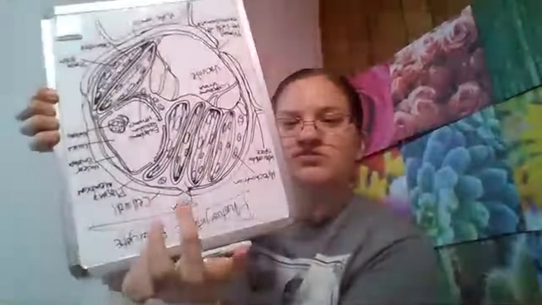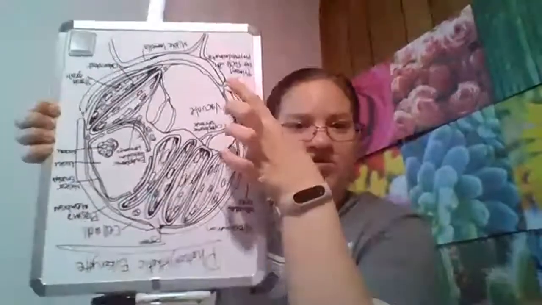The primary pit fields are thin areas in the cell wall, and plasmodesmata, the fibrils, commonly aggregate in pit fields but are not restricted to them. Allows for easier transmission between cells. And again, that'd be these pit guys around here.